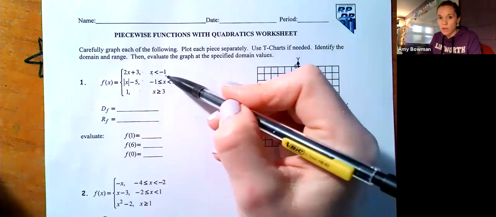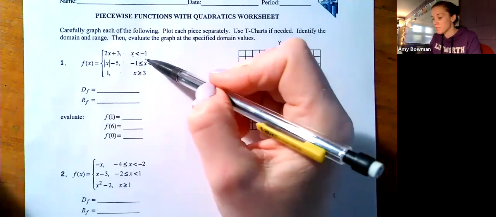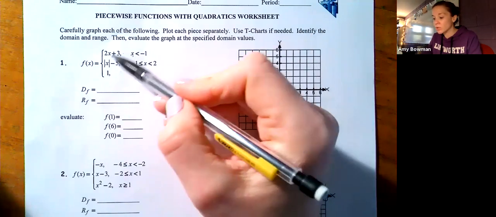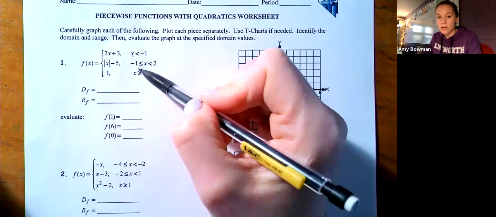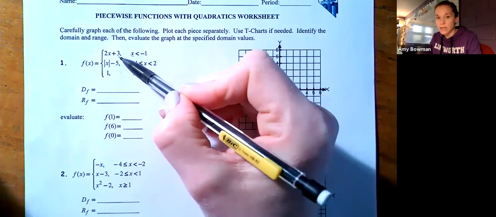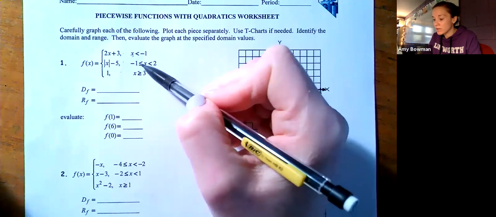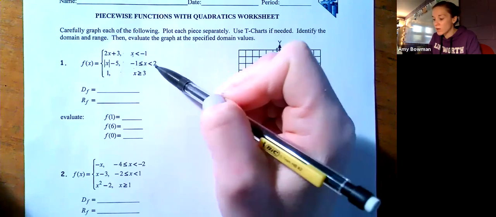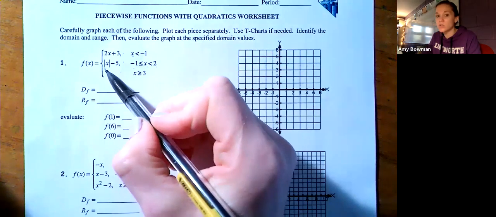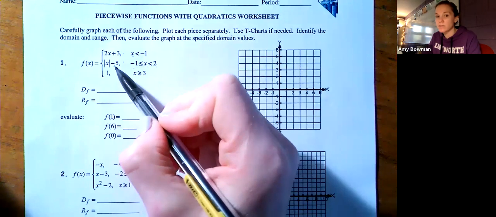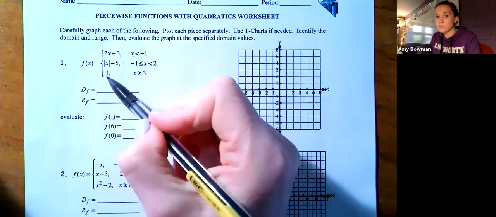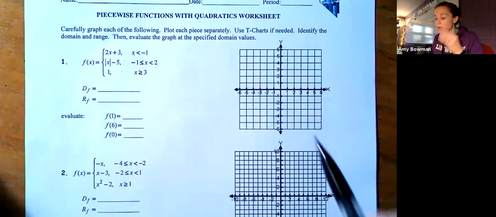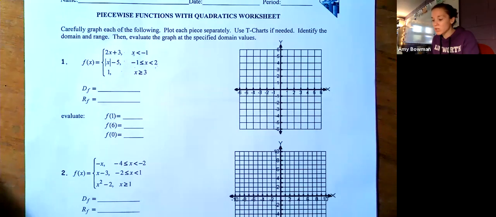So we'll just jump right into this first example. If x is less than negative 1, we'll use this linear function 2x plus 3. From negative 1 to positive 2, we jump to this new function, absolute value of x minus 5. And then that stops at 2. And then at 3, a new function starts. The function itself just equals 1 from beyond that. So to graph a piecewise function, you just graph each of the separate pieces one at a time.